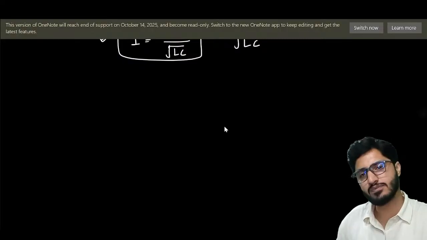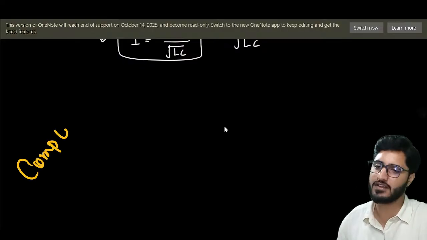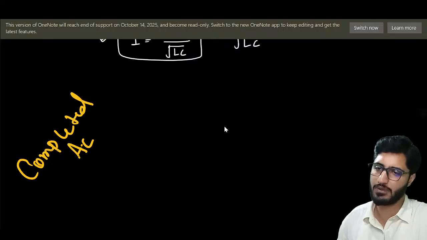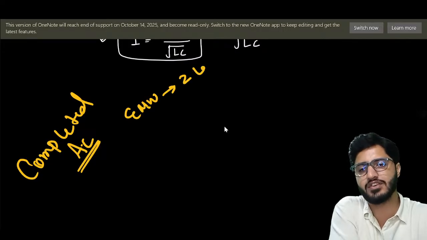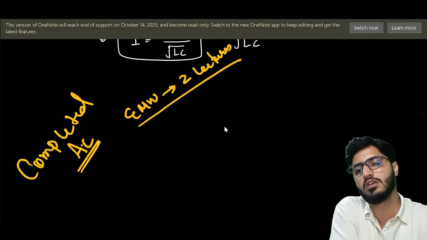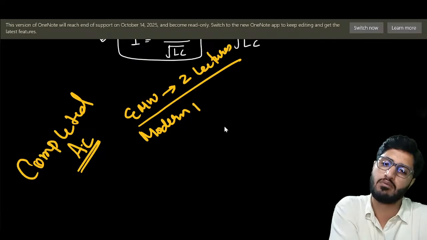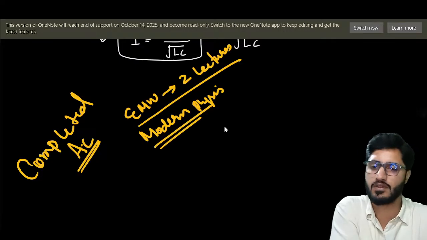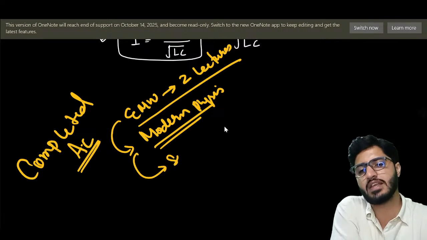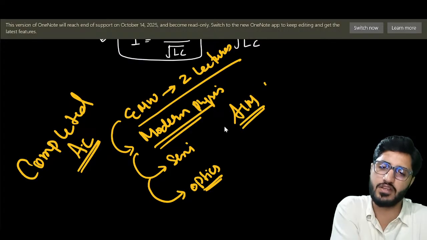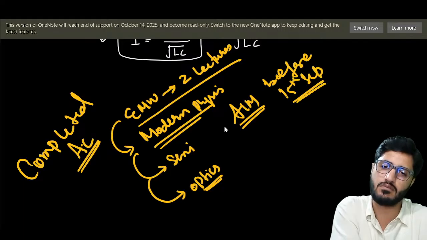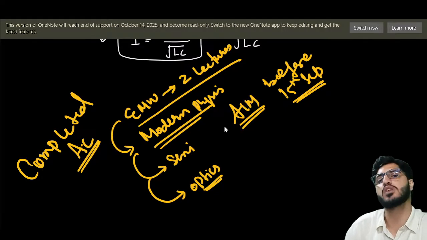Now, from this point, we just completed AC. Now we are having EM waves. We will start EM waves, and it will take two lectures. Then we will start modern physics. Then we are having semiconductor, then optics. My aim is to complete the whole syllabus before 15th of September.